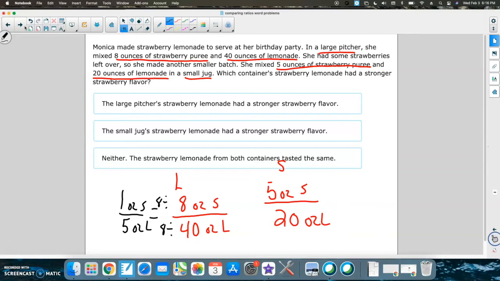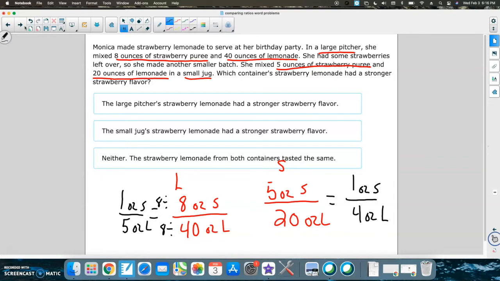Okay? Now over here, I can divide top and bottom by 5. So that's 1 ounce of strawberry puree. Divide the bottom by 5, and I get 4 ounces of lemonade. Now, can you tell which one's going to have a stronger strawberry flavor? The large or the small?